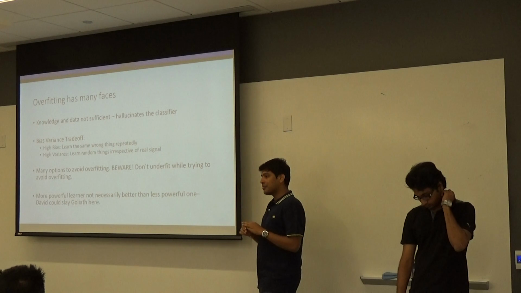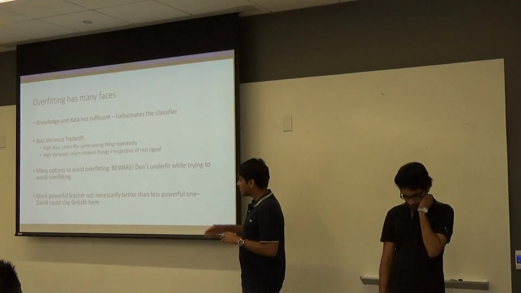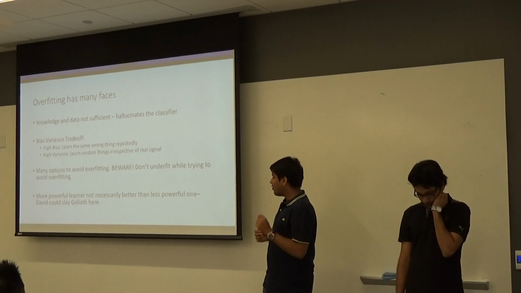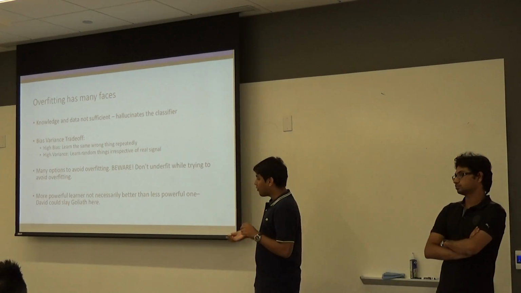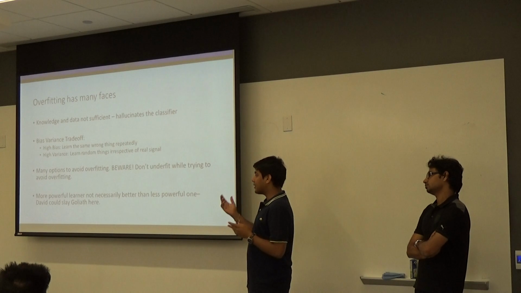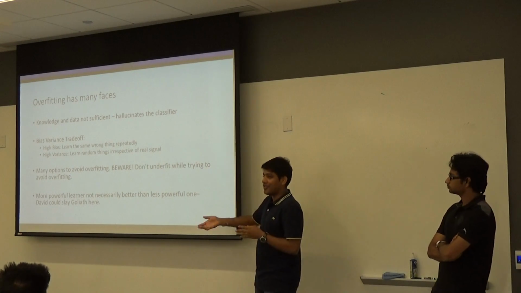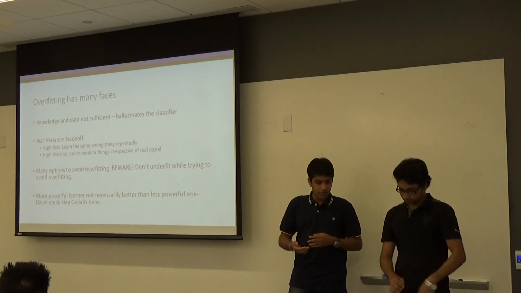Now, sometimes the author makes the remark that a more powerful learner is not necessarily better than a less powerful one. Sometimes a less powerful learner could be equally good or better than a more powerful learner. That is, it could actually have less variance here.